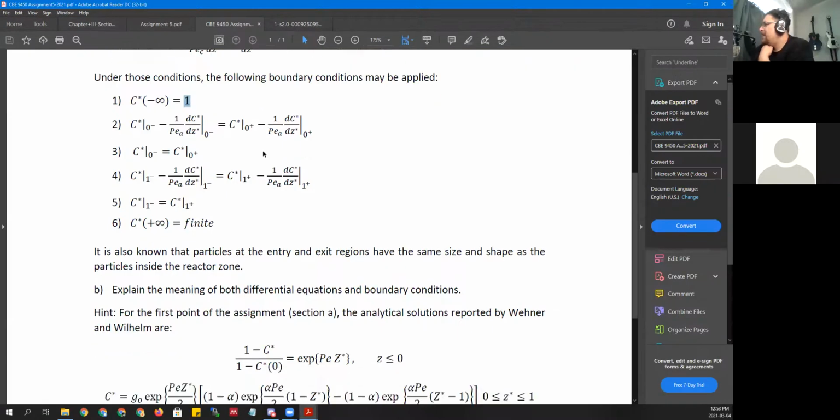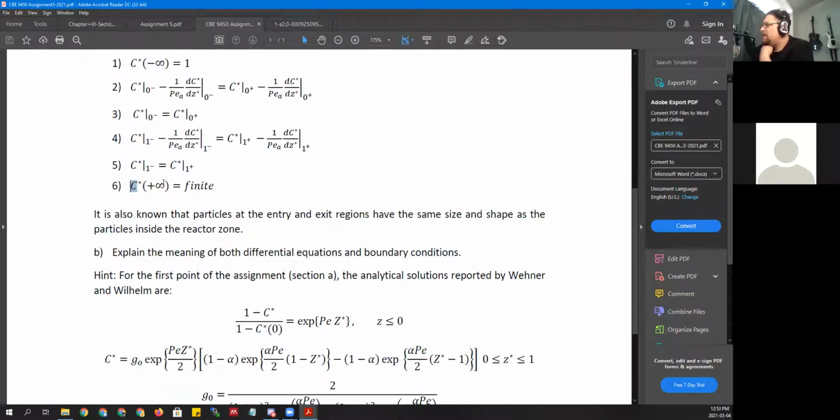Okay. Again, do that with this one, which is actually the same as this one, but in this case, as I said before, in the interface and so on. And this one is a very interesting situation. What does it mean that this number is finite and not infinite?